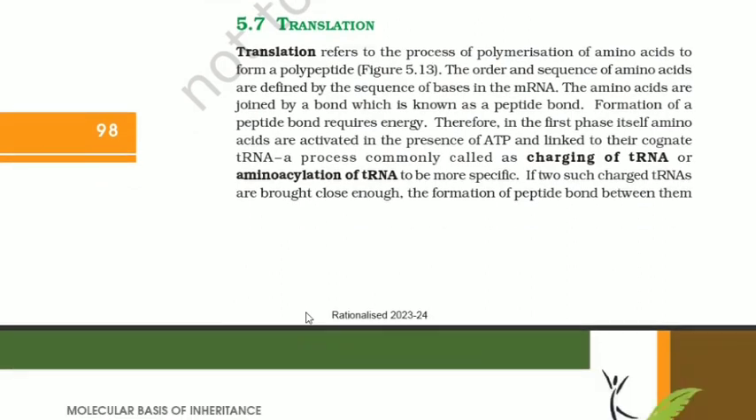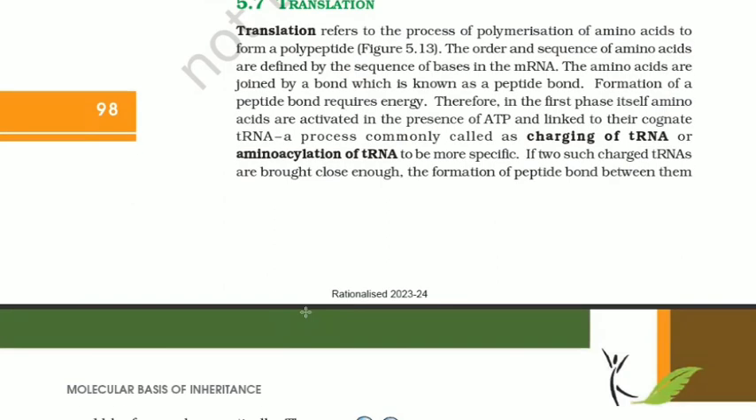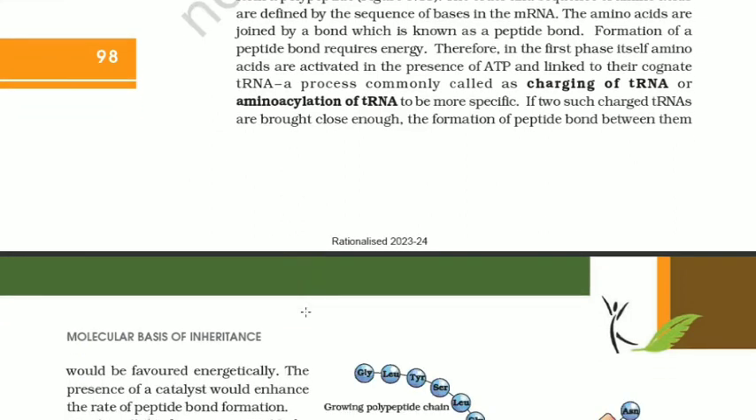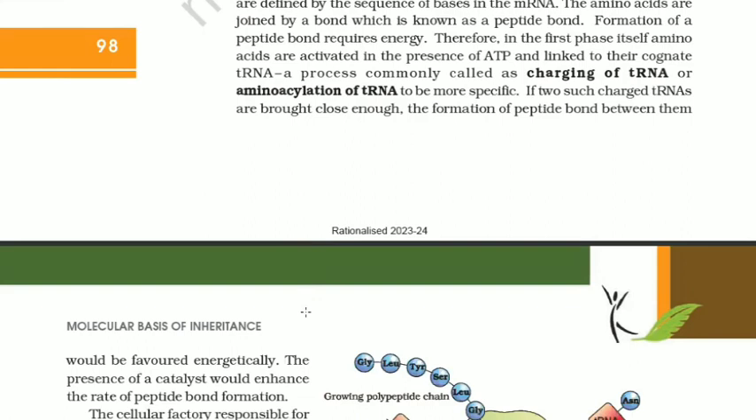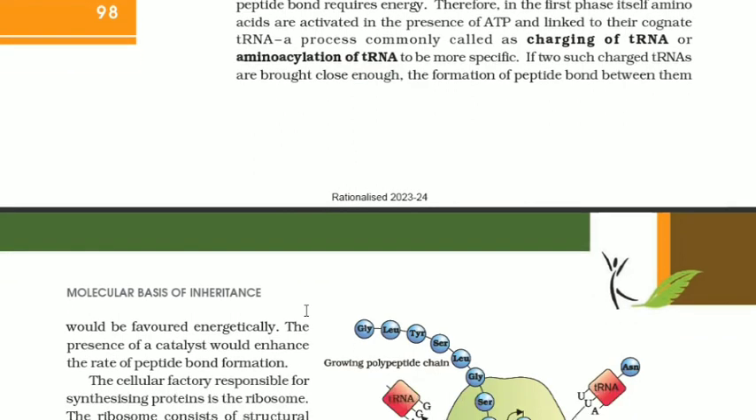5.7 Translation. Translation refers to the process of polymerization of amino acids to form a polypeptide. The order and sequence of amino acids are defined by the sequence of bases in the mRNA. The amino acids are joined by a bond which is known as a peptide bond. Formation of a peptide bond requires energy. Therefore, in the first phase itself, amino acids are activated in the presence of ATP and linked to their cognate tRNA, a process commonly called charging of tRNA, or aminoacylation of tRNA to be more specific.